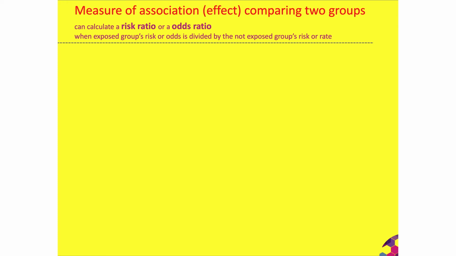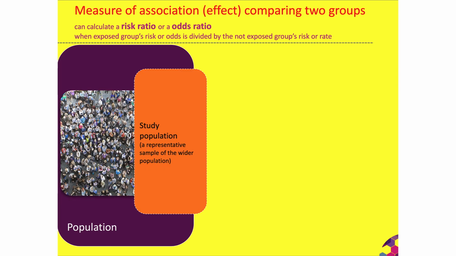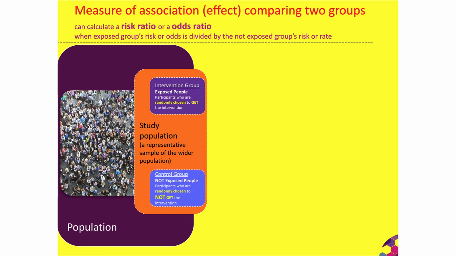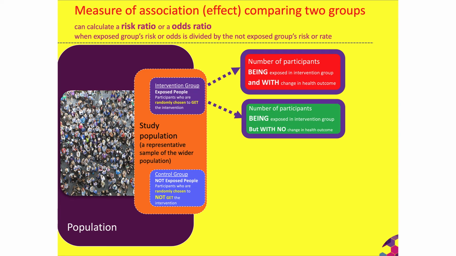And so when we look at an example of a measure of association between two groups, we start with the population and invite some study participants who are ideally representative of the wider population. And we have in this context an intervention group, let's say, randomly chosen, and a not exposed group of people randomly chosen. And then we find the number of participants who are exposed in the intervention group who have a change in health outcome. And we find the number of participants who have been exposed in the intervention group but who don't have a change in health outcome.